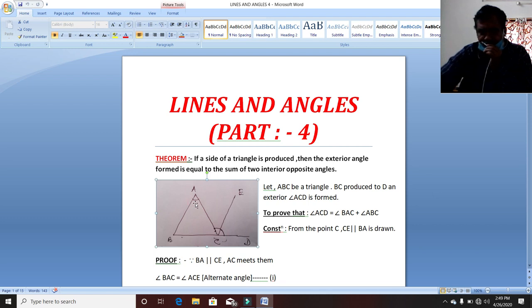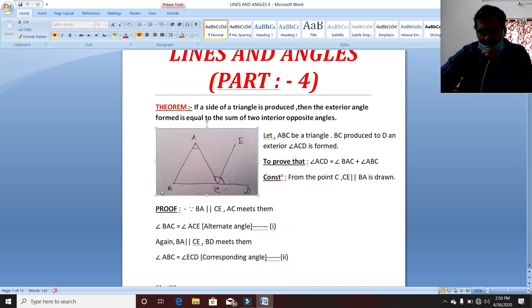I will prove here that this exterior angle is equal to the sum of two remote interior angles. One is angle A, and that is angle B. So I will prove here ACD equals angle BAC plus ABC. So accordingly I have written here the construction. For doing this construction, from the point C a line is drawn parallel to BA. This construction I have done.